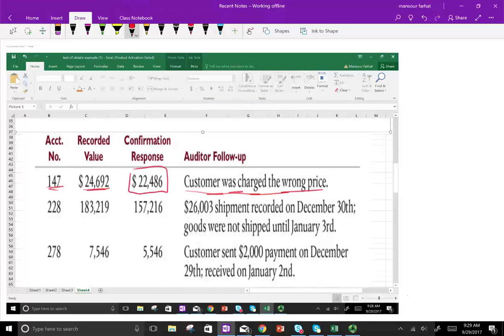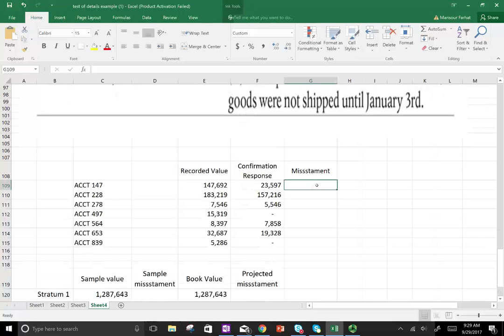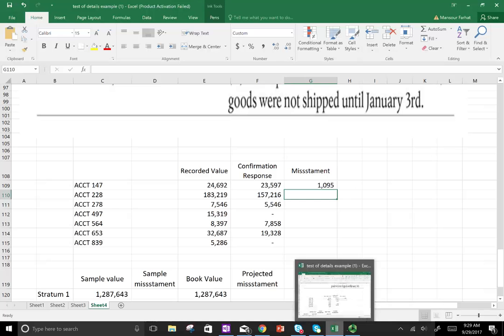Well, do we have a misstatement? Of course we do. If we charge the customer the wrong price and the customer says, I'm not going to pay you 24,692, we have a misstatement. The misstatement is the difference between those two figures, and that's a misstatement of 1,095. So I'm going to go back to the Excel sheet, and for the first one, there's a misstatement of 1,095. We were overstating our account by 1,095.